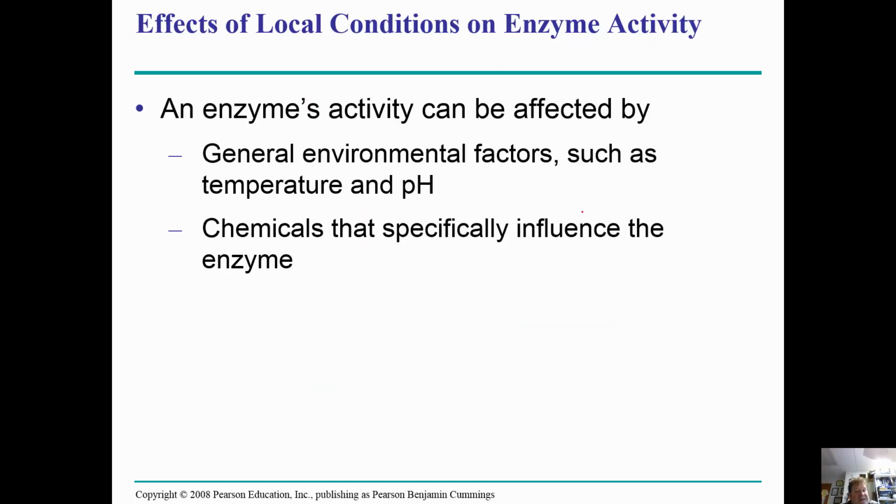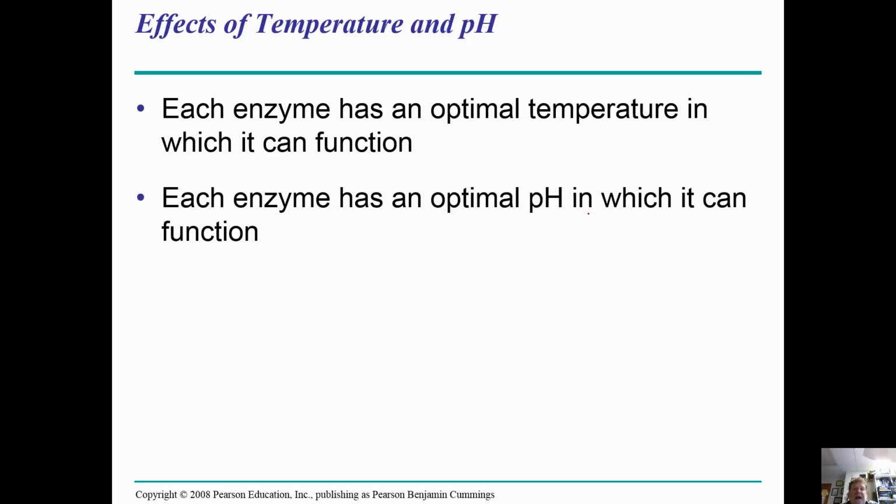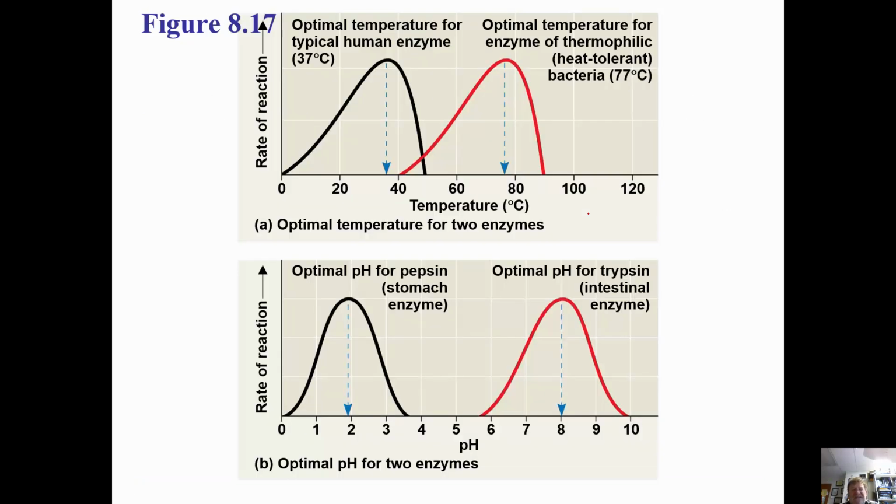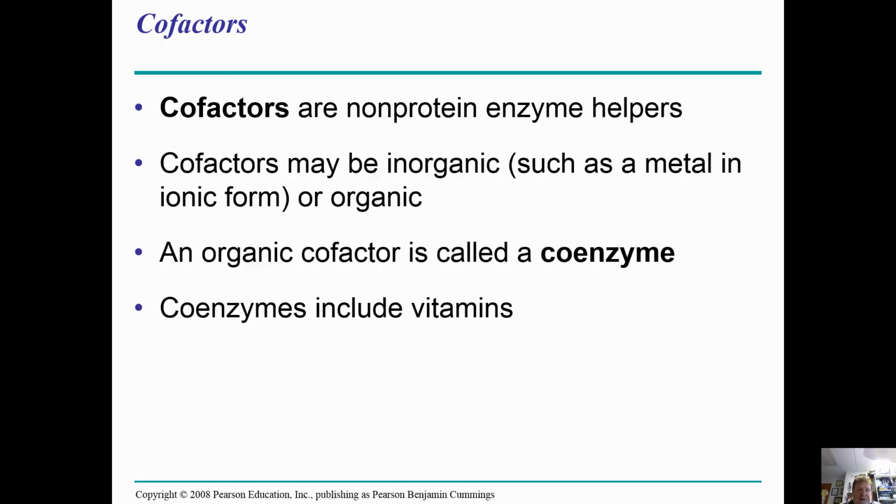An enzyme's activity can be affected by the pH and a number of different things. Anything that can affect the shape of the enzyme molecule can affect its reaction. And so what we see here is that certain enzymes will have optimum temperatures and optimum pHs, and we understand that. Cofactors are non-protein enzyme helpers.